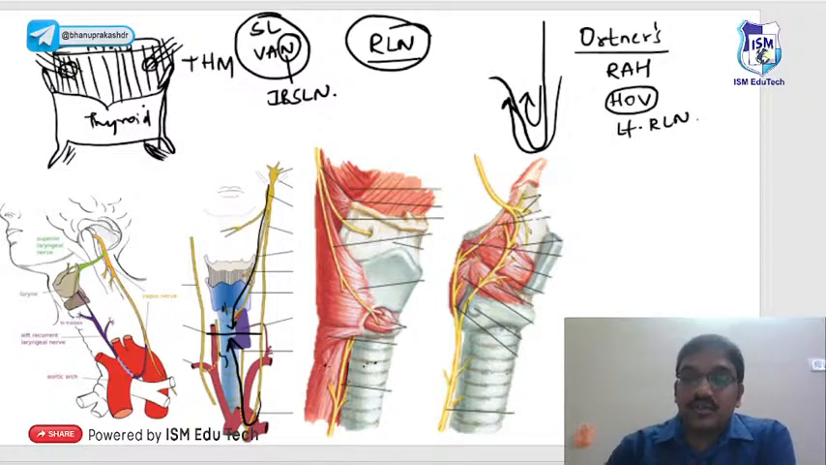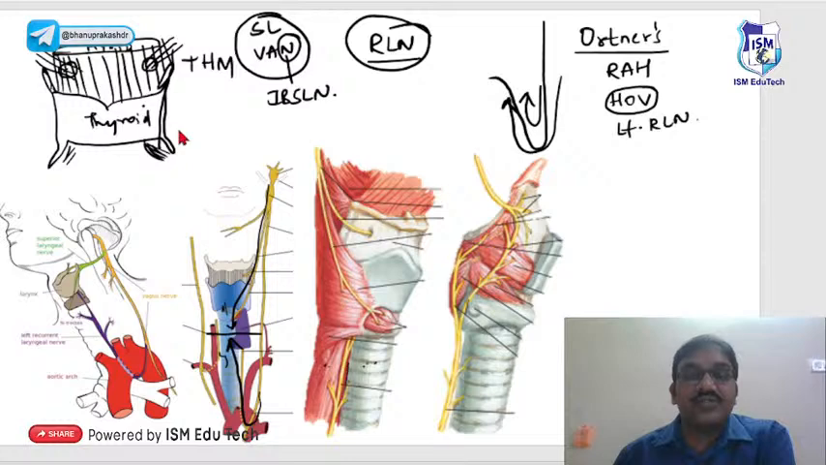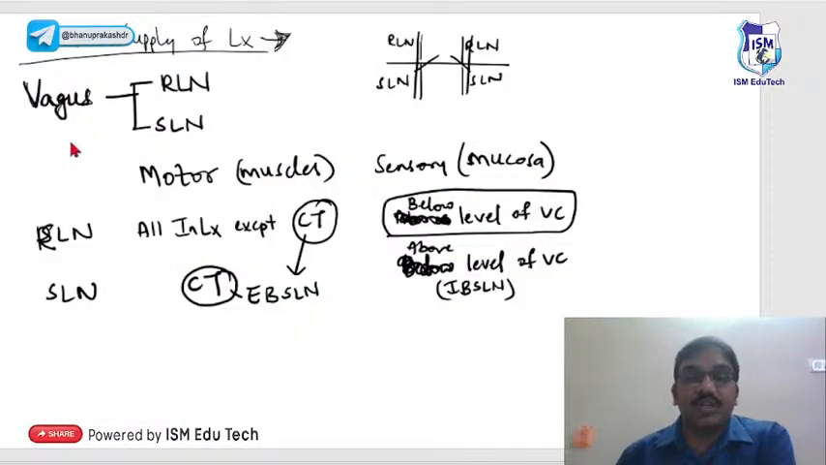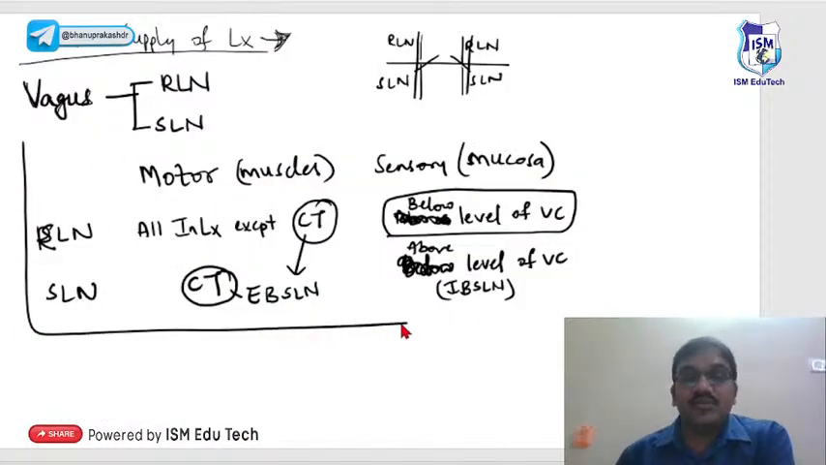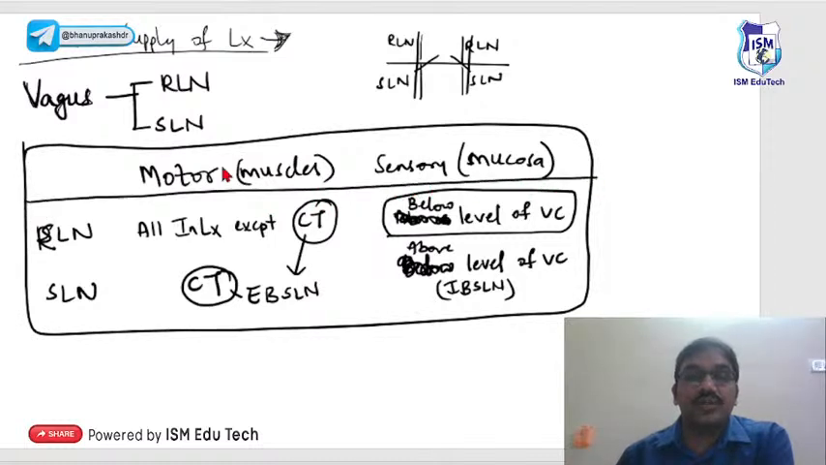Coming to the next one, we have the next part, that is vocal cord palsy. So this is a very important topic. Please remember, this is very important. The nerve supply is very important. This table is very important. Either you learn it by heart or you remember it by anatomy. So this table is very important.